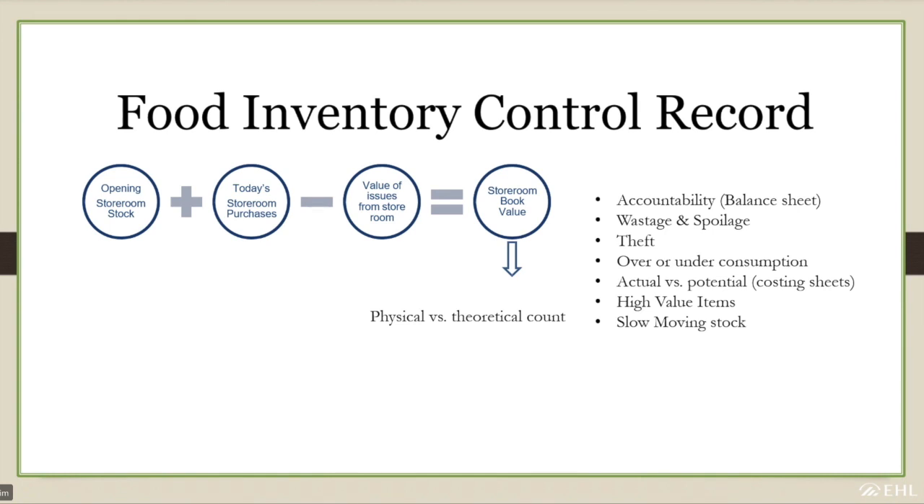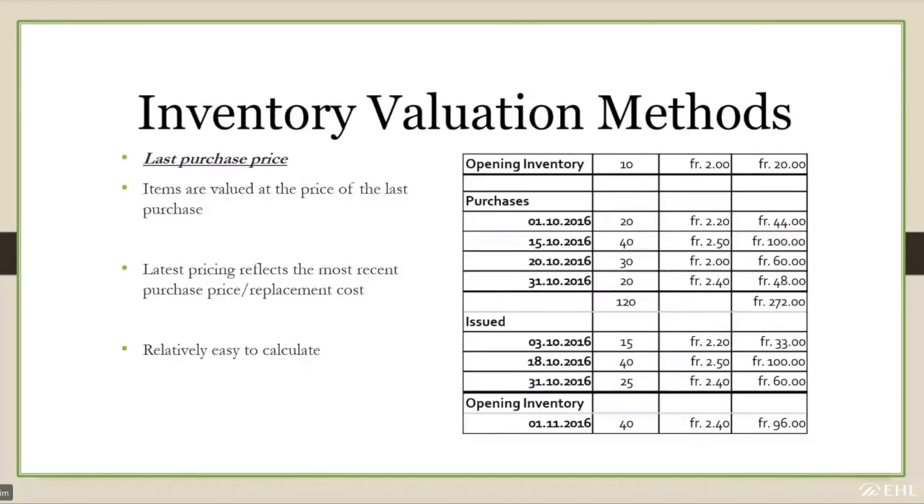Here we go. Food inventory cost control. Basically, what we do here is we have opening storeroom plus today's storeroom purchases minus the value of issues from the storeroom equals storeroom book value. Accountability, theft, and so on is obviously accounted for in that. What is important, I think I forgot to have that here.